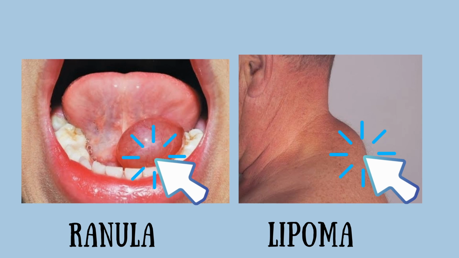Then next, this is ranula. Ranula, you can see it below the tongue. This is again a cystic swelling, a mucus swelling actually, and you can easily observe it under the tongue involving the sublingual salivary gland. Then next is lipoma. Lipoma is again a soft tissue swelling. It is the accumulation of fat.